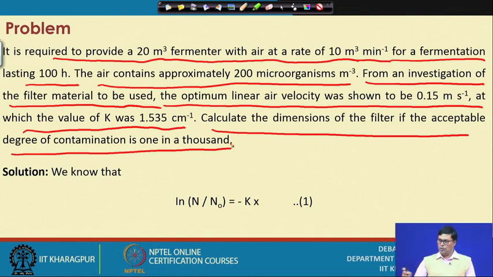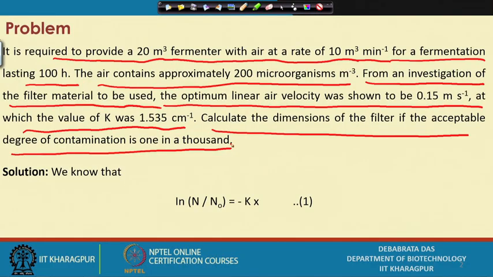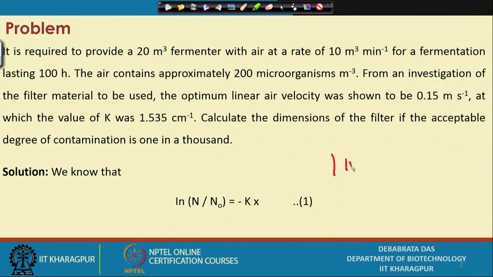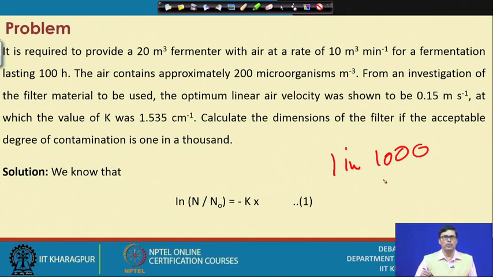Now, here I forgot to mention one important thing: when you design any kind of air sterilization or medium sterilization process, we consider what level of sterility we are going to maintain. Level of sterility we can maintain in different ways. As for example, 1 in 1000. Am I right? That means out of 1000 organisms, 1 organism should be present.